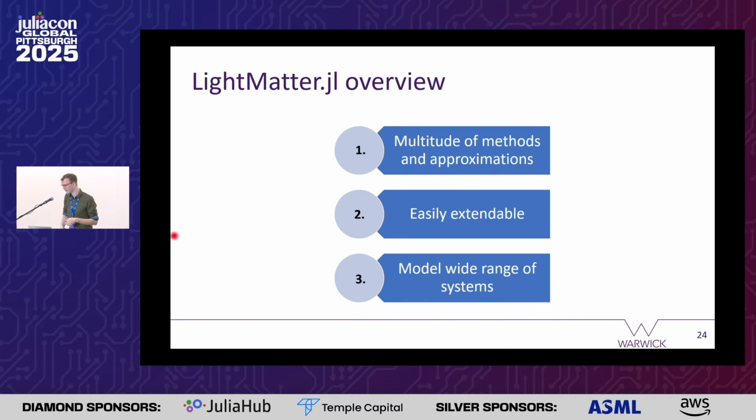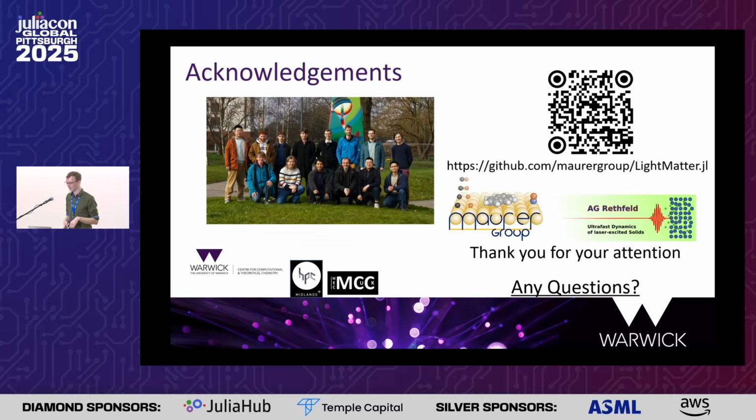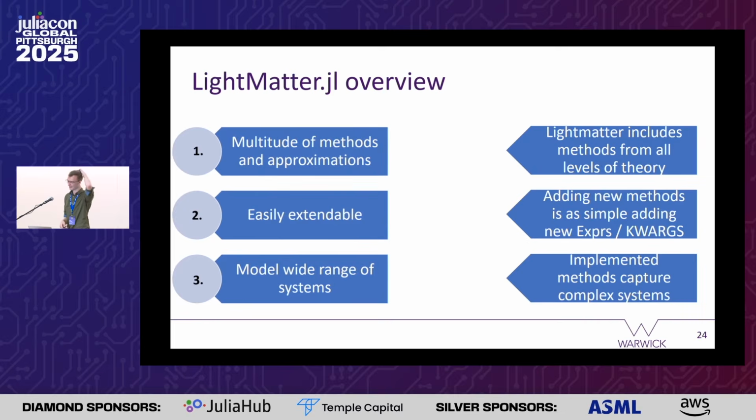And so these were my aims, really, and I thought I would just come back to them a little bit and discuss how we're doing on each of them. So LightMatter includes methods from all levels of theory. We do have a dipole approximation density matrix approach. It's a little bit work in progress, so don't expect it to be too accurate just yet. All the way down to our classical two-temperature model, we can do it all.